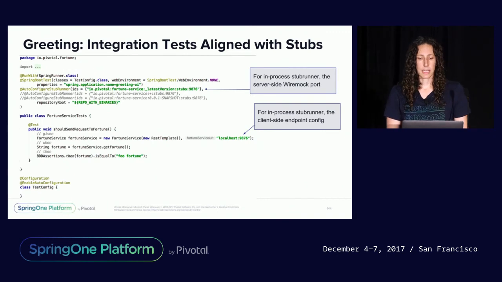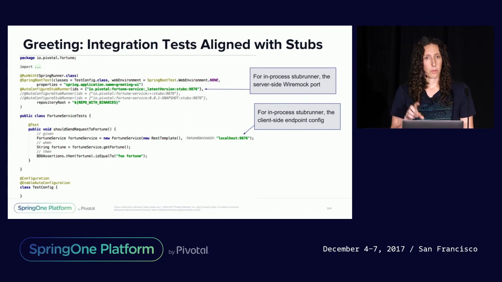So you can write these integration tests that are aligned with your stubs now. For the in-process scenario that we just saw on the screen, you want to set the client-side and the server-side ports for your calls. So that top configuration is basically saying, go get me this Fortune service jar file stub, get the latest version, and make the stub listen on port 9876 within the same process. And for the client call, we say, go to localhost 9876 to run that test. That's the automatic WireMock configuration for the in-process tests.